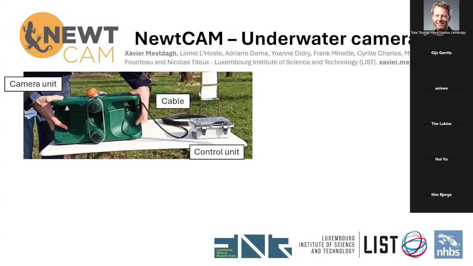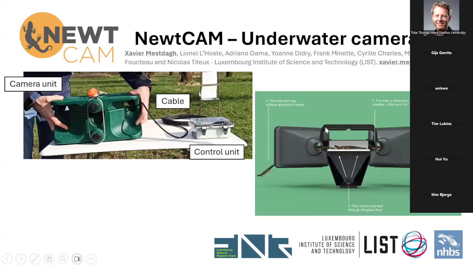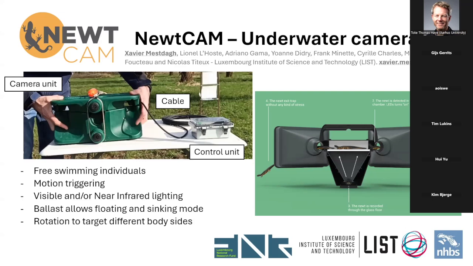It's an underwater camera trap. It means that there is a part that goes into water. The principle is that individuals are freely swimming, and eventually they can enter the device and move in front of the camera in the middle. It triggers the recording of images and videos, and it uses two types of light, visible light or near-infrared light, to produce color or grayscale images, depending on what you are targeting.